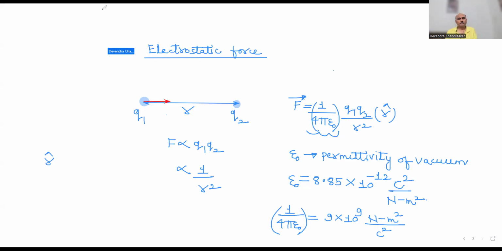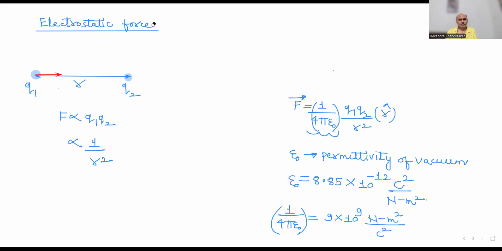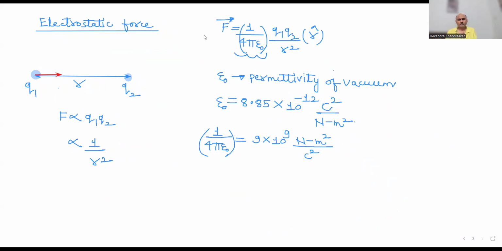Now, see what is permittivity. Though I am introducing this to you at this point in time, this is all 11th standard stuff, 12th standard stuff. So we are just understanding the definition part of it. So what is permittivity of vacuum? Permittivity of vacuum gives us a measure of the number of electric field lines which a medium allows to pass through it.